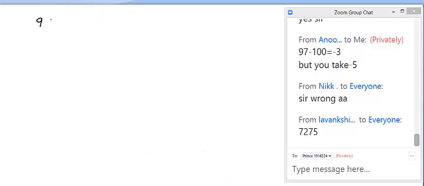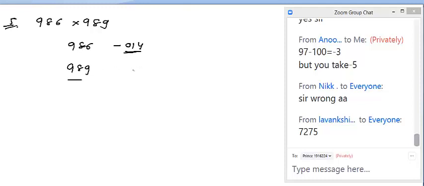Take the 3 digit number 986, 989. This is another example, example number 5. So 986, 989. Both have the base 1000. So very easy to find. The difference is minus 014. Why am I writing in the 3 digit number? Because its base is 1000. How many 0s? 3 zeros. You will as well write the number of zeros here. Correct? So difference from the 1000 of 989 is minus 011, 11.